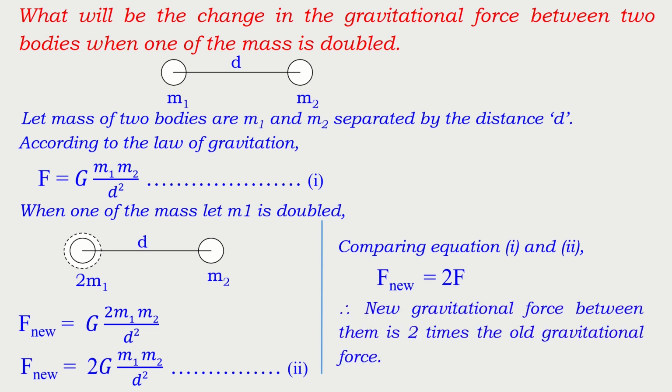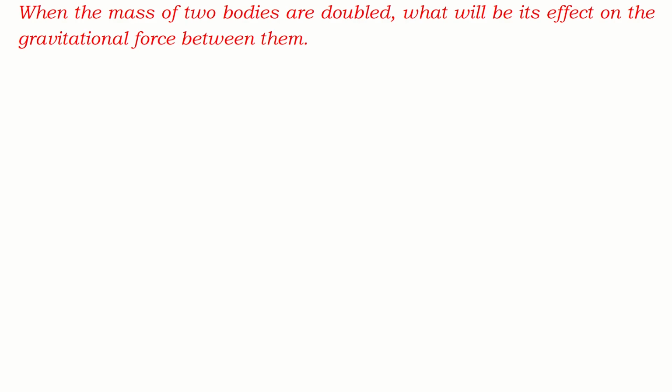Okay, we can write this. The new gravitational force between them is 2 times the old gravitational force. When the masses of two bodies are doubled, what will be the effect on the gravitational force between them? Now we are going to double both the masses.